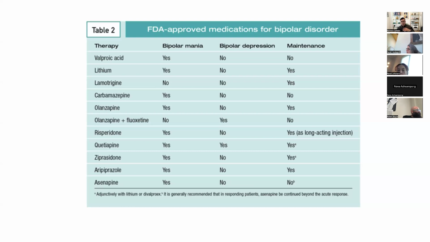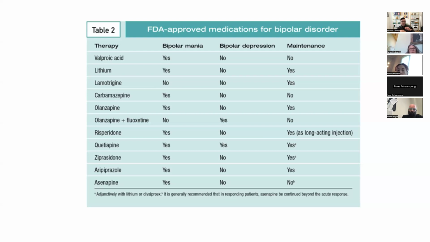Lamotrigine, trick question, is only FDA approved for maintenance, but there's a lot of studies that show that lamotrigine is very effective in bipolar depression, and I use it a lot for bipolar depression. Carbamazepine is only FDA approved for bipolar mania, right? I'm not going to read this all to you.